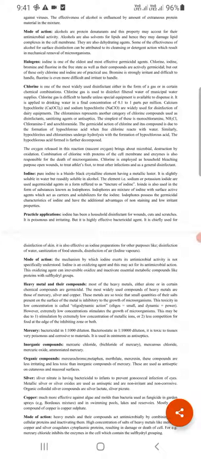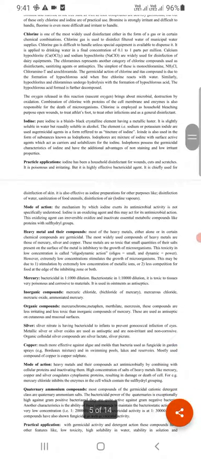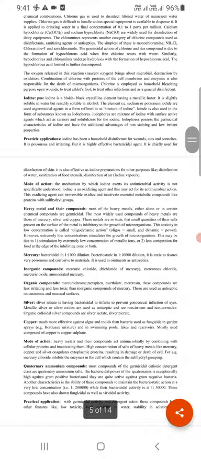Iodine is more often used as a germicidal agent. The practical application of iodine has been as a household disinfectant for wounds, cuts and scars. It is poisonous and irritating, but highly effective in germicidal action. It is chiefly used for the disinfection of skin. It is effective in iodine preparations and for other purposes like disinfection of water, sanitization of food utensils, and disinfection of air. Iodine vapors are used in the disinfection of air.